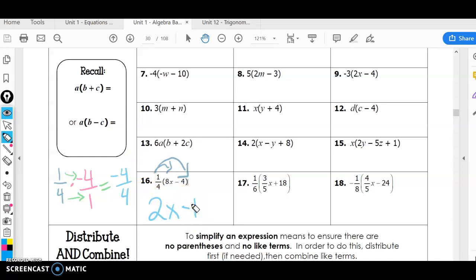Again, always check your multiplication with a calculator. That could be a huge mistake in your quizzes and tests. And here's your final answer.